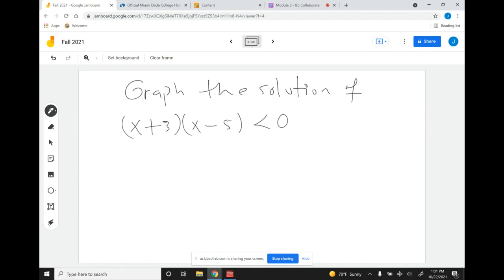You're being asked to graph the portion of the graph where the expression is below the x-axis. Why? Because anything that is less than 0 means it is below the x-axis. If it was the other way, then that would imply it is above the x-axis. Less than 0 means below the x-axis, greater than 0 means above the x-axis.